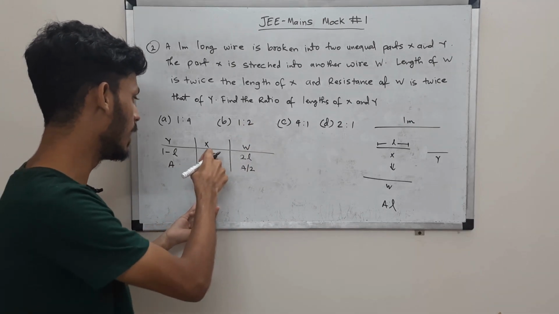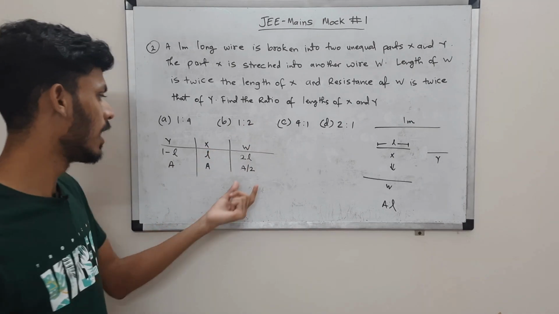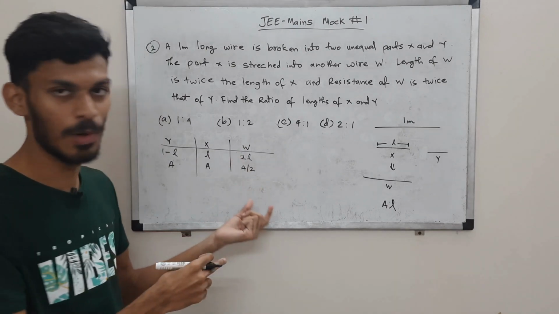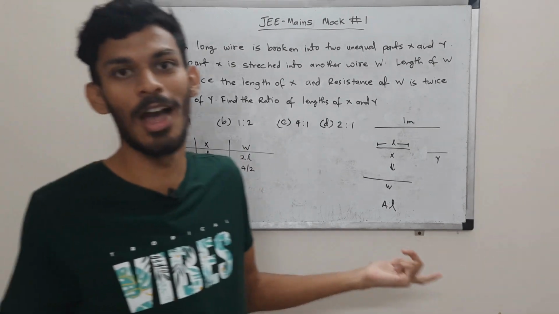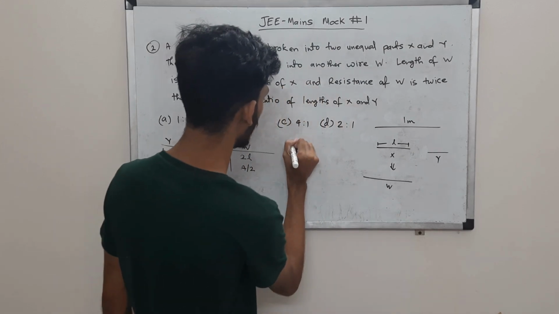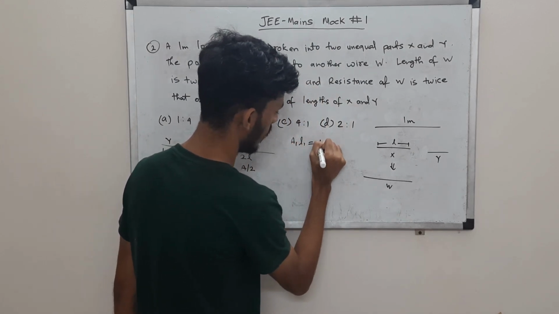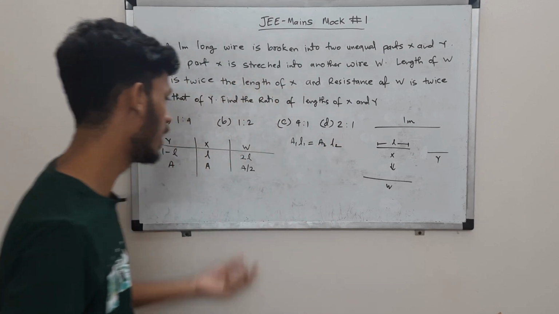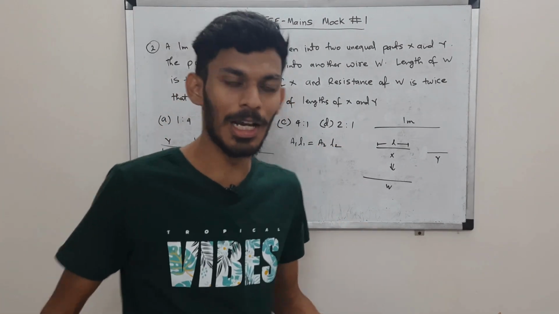Here, if you see A into L, what is the volume? A into L. Here, again, A by 2 into 2L, the 2 will get cancelled, again you have AL, right? So basically you're supposed to keep this constant, or you can use the formula A1 L1 is equal to A2 L2, or basically you can see that the length has doubled, so the area will become half.